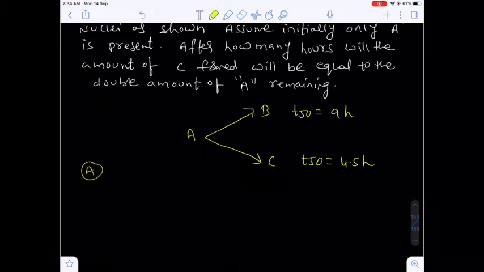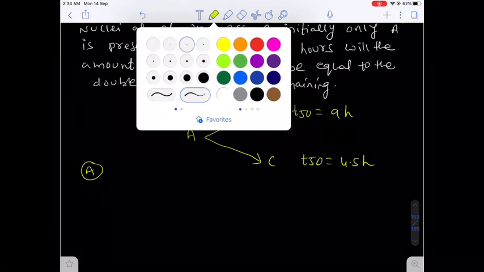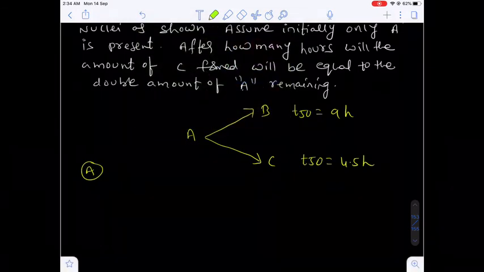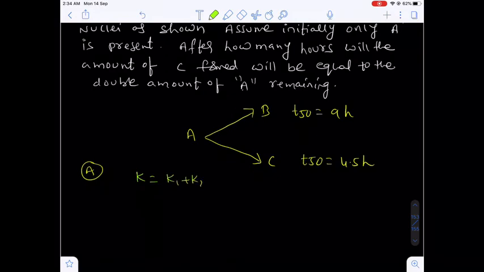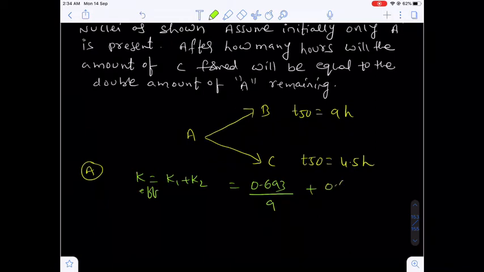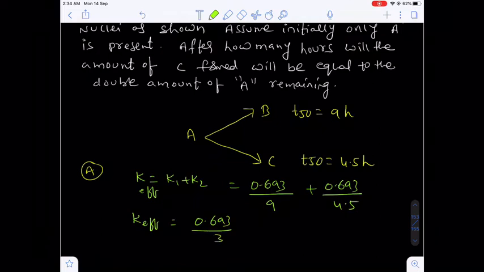Now in this answer, first of all, what is the K effective? K1 plus K2. So K1 is 0.693 by T50, that is 9 hours, plus in the second part 0.693 by T50, that is 4.5 hours. So what will be the overall K effective? That will be equal to 0.693 by 3 hour inverse. Are you getting my point?